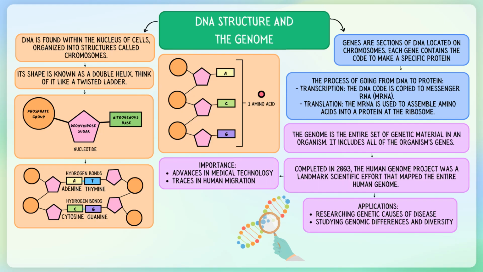We then covered the genome, the entire genetic material in an organism, including all genes and non-coding DNA. The human genome contains about 20,000 to 25,000 genes across 23 chromosome pairs. Finally, we examined the Human Genome Project, which mapped the human genome, advancing medicine, understanding genetic disorders, and helping us understand human history. Understanding these concepts illuminates the molecular mechanisms behind inheritance, variation, and evolution, fundamental to modern biology.